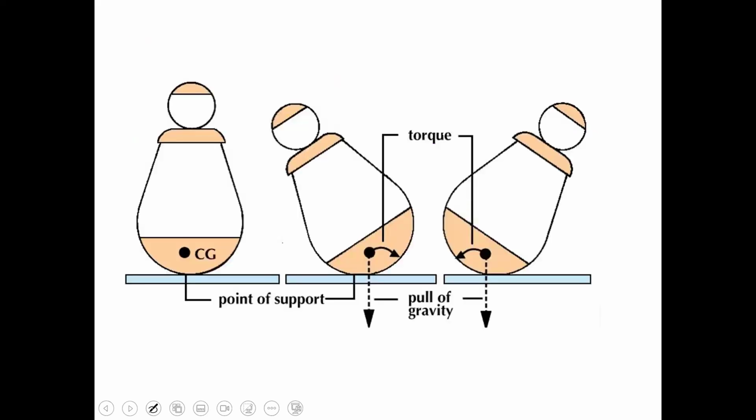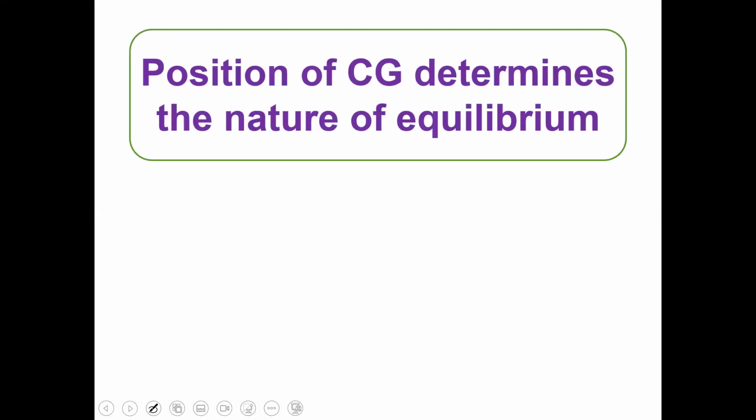Like this is a toppling position and you can shift it on two sides. So this is the first concept to remember. CG position determines the nature of equilibrium, like a ship, like a bicycle, like a motorcycle. When you're driving it, you can balance it on the center of gravity. Now you have to copy this.